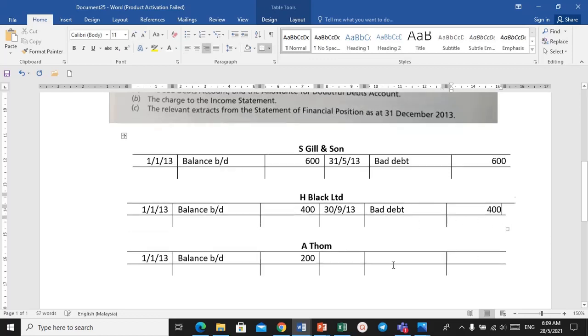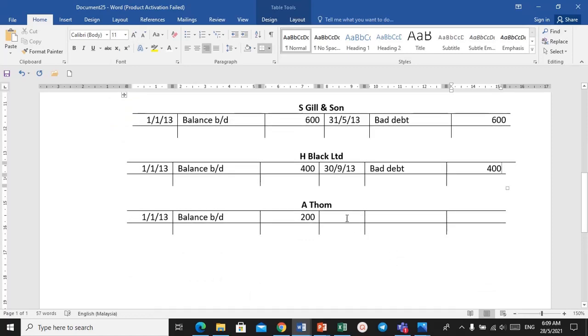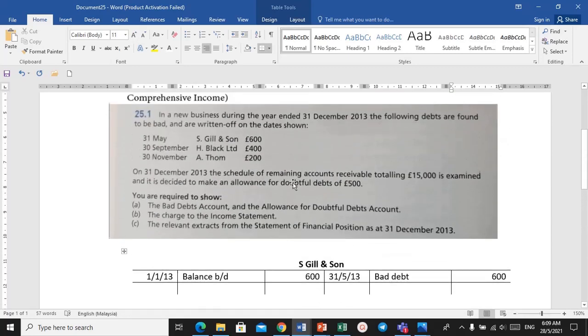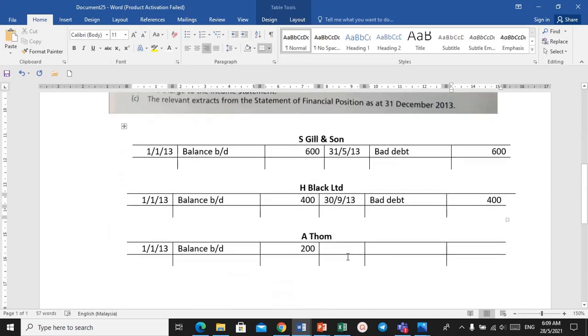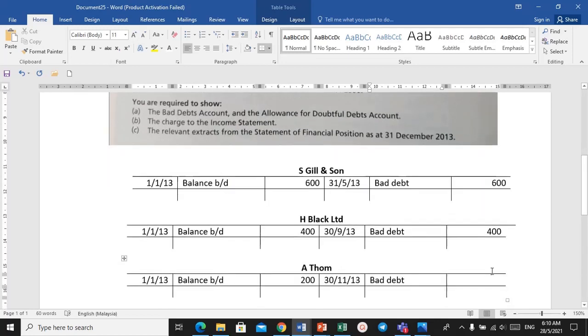And the last account receivable is A. Tom, and the date is 13 November. So debit entry with bad debt. Okay, the amount is 200. Okay, so these are the three entries.